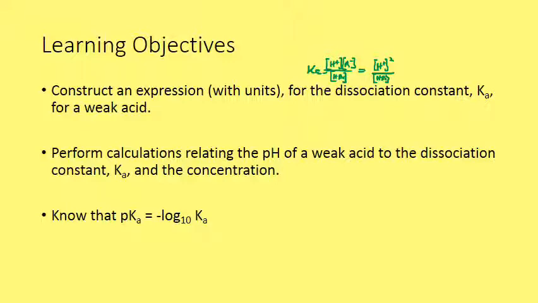Okay, that was what we had to start with, and then we're going to perform calculations relating to pH. So we often use pH equals minus log 10 of the hydrogen ion concentration. So we're going to relate the pH to the dissociation constant, the expression for which is above, and the concentration of the acid. So we've done various versions of those, and we've also done a calculation that involves pKa instead of Ka, with slightly easier to handle numbers.